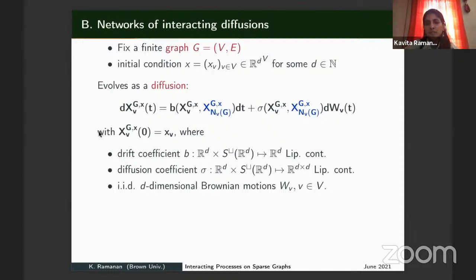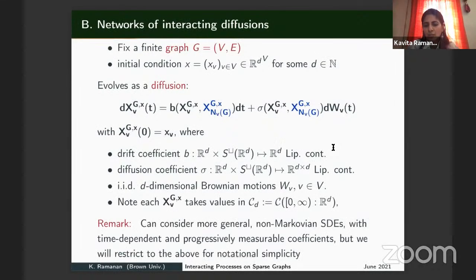Or we could also consider networks of interacting diffusions. Again, you have a finite graph and some initial condition, and it evolves as a diffusion where the drift coefficients depend on the current state. I should put T here and T here, and then it depends on the neighboring states. They're driven by different diffusion coefficients, and I assume that they're both Lipschitz continuous so that this SDE has a nice solution. And we have IID Brownian motions coming in.